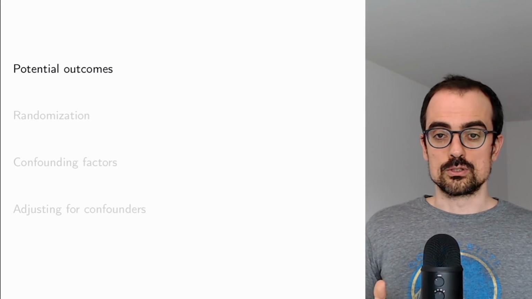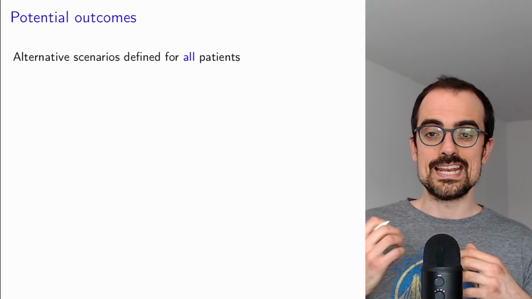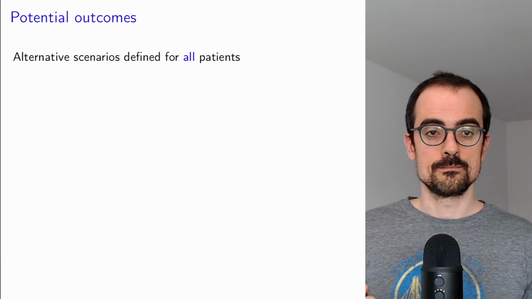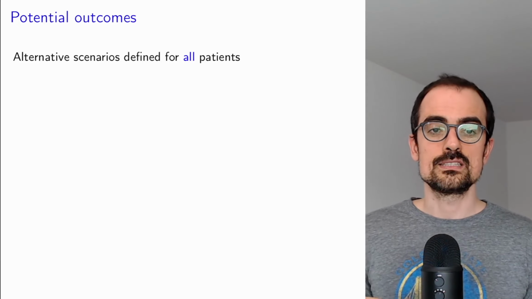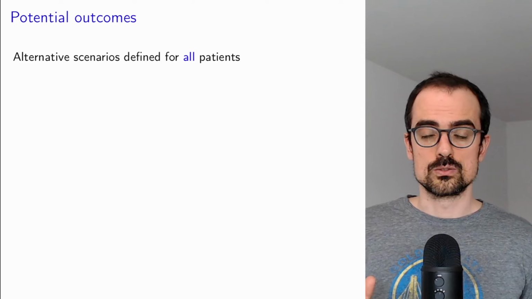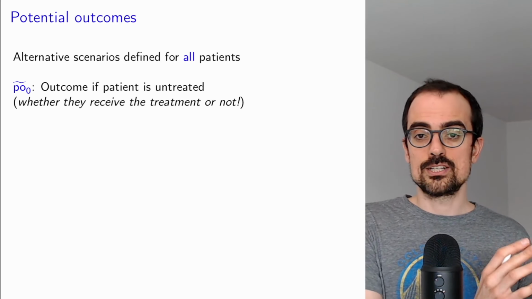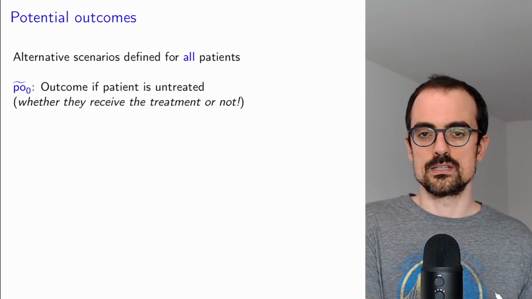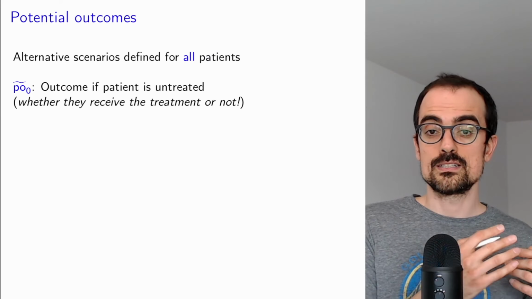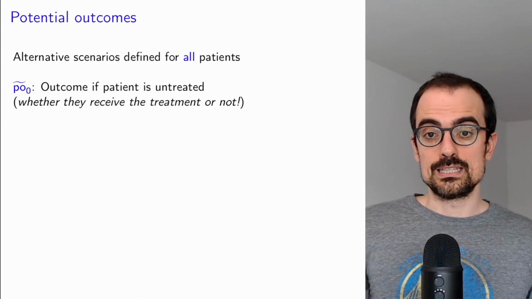What are potential outcomes? Potential outcomes are a key concept in causal inference that enable us to define causal effects formally. Potential outcomes represent alternative scenarios that are defined for all patients. What do we mean by that? We have a scenario where every patient is untreated. No one receives the medicine. And this is going to be defined even for patients that do receive the treatment. It's just hypothetical at some point.